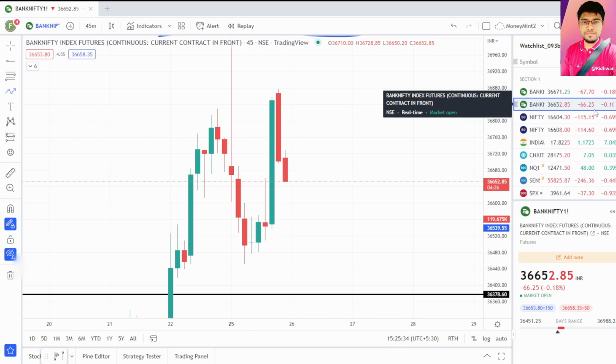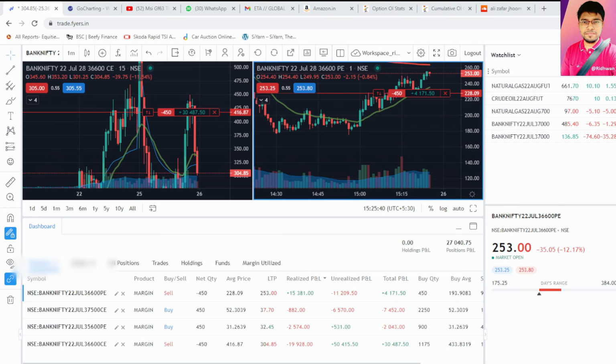And that's why I tried to keep it very simply the 36,600 straddle, and I want the price to revolve around this for a couple of times. And let's see tomorrow what happens. I'm planning to carry this forward.